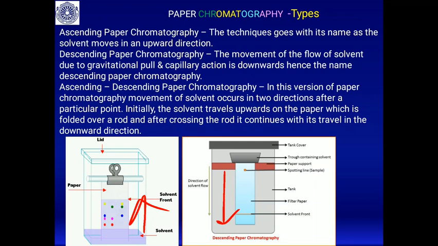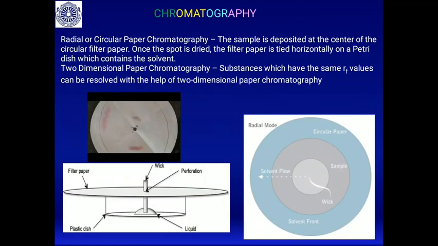Then ascending and descending paper chromatography. In this version of paper chromatography, the movement of the solvent occurs in two directions after a particular point. Initially, the solvent travels upwards, then over the paper fold like this, and then it will move in the other direction. So, this is what you can see, ascending descending paper chromatography.